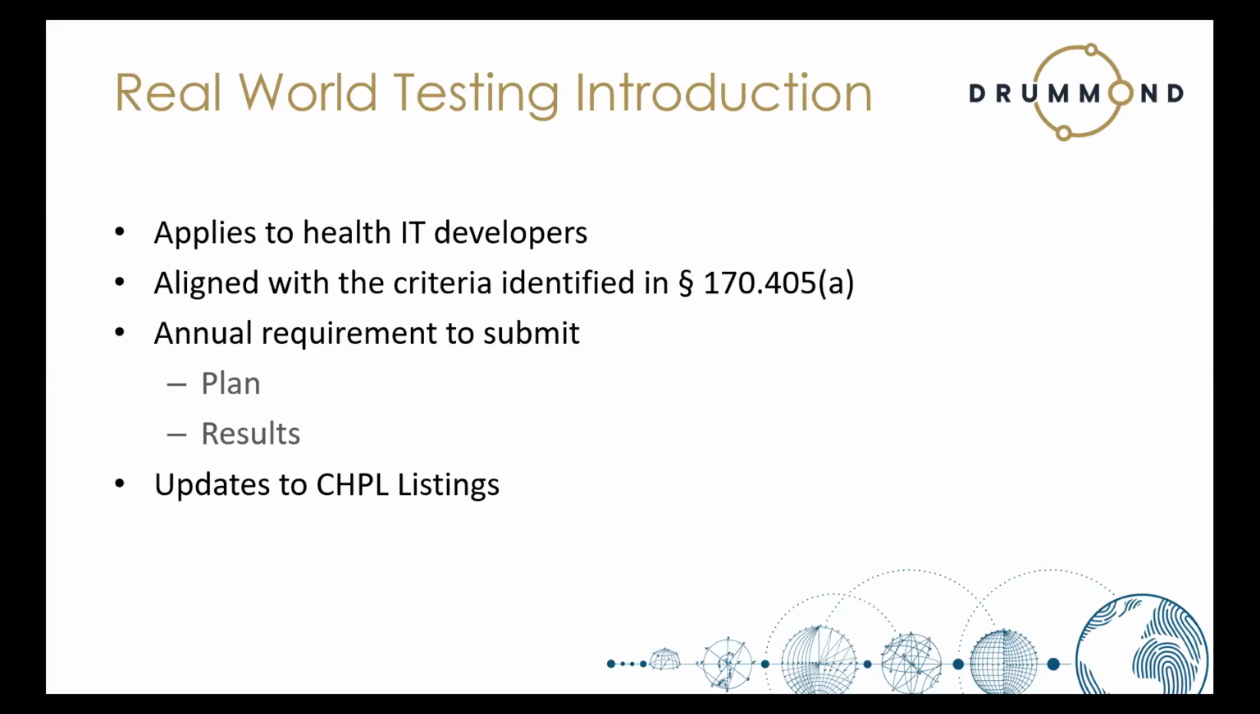There is an annual requirement to submit both a plan and results. And the timeframes for that annual assessment are stretched out a bit, and we will address those specifically in this webinar as well. But the goal here in the final rule is that annually there's an updating process to both a plan and to results. And where the information is then posted to, obviously, is your CHPL listings for potential customers to review.